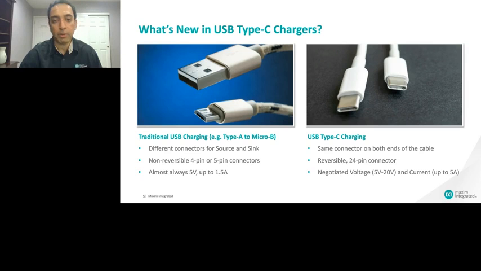And then as far as power levels are concerned, the Type C standard really extends that much higher. So with the standard Type C, you can get 5 volts up to 3 amps of current. That gives you 15 watts of power just by default.